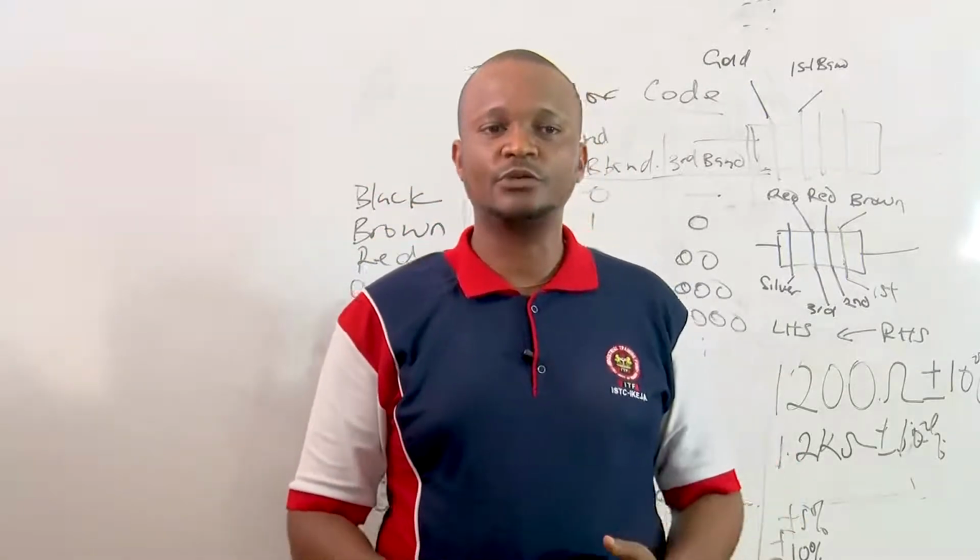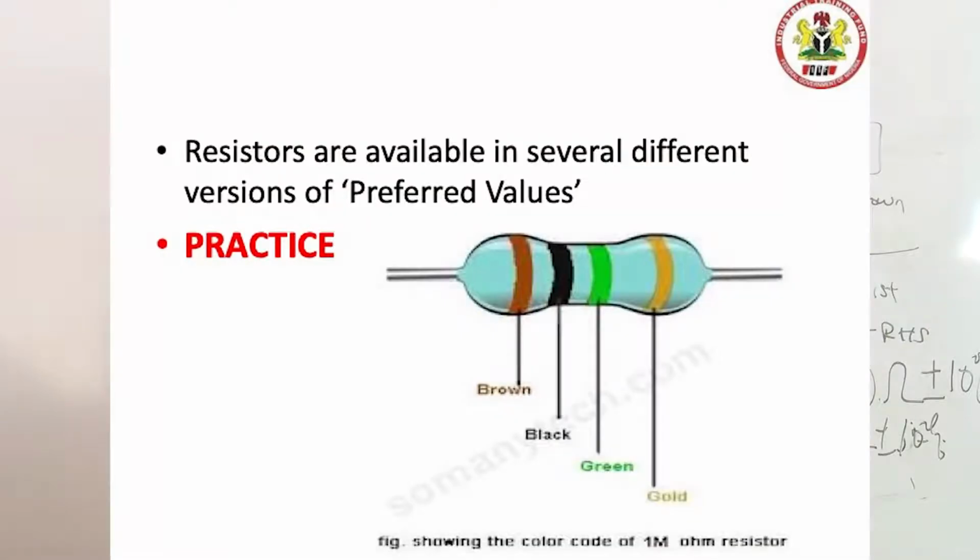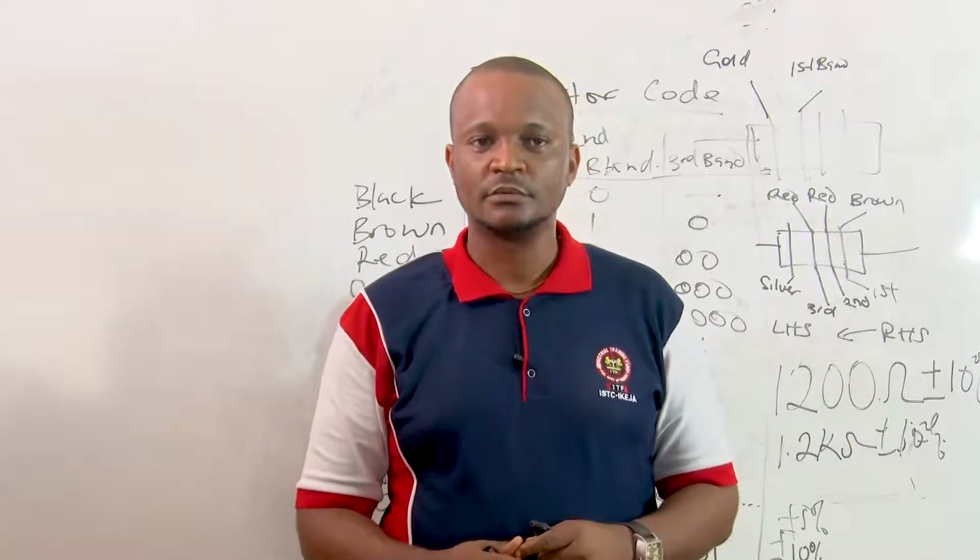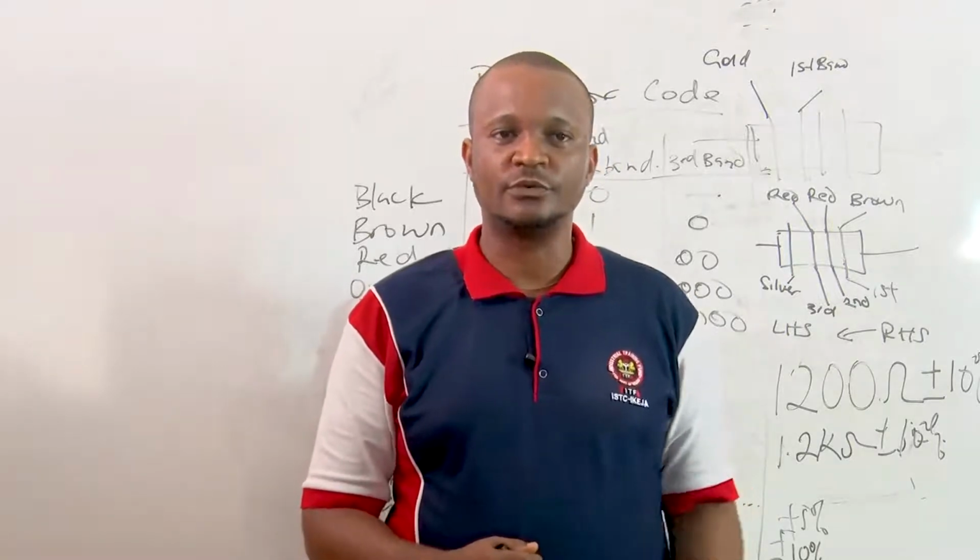I have a practice question for you on the screen. When you look at your screen right now, you see the practice question. I want you to write this down. We have gold, which is the tolerance, and then green, black, and brown. Holding the gold on our right hand and reading from left to right, our first color is brown, the second color is black, and the third is green. I hope you know the answer now. The answer is a 1 mega ohm resistor. That is the value of the resistor before you.